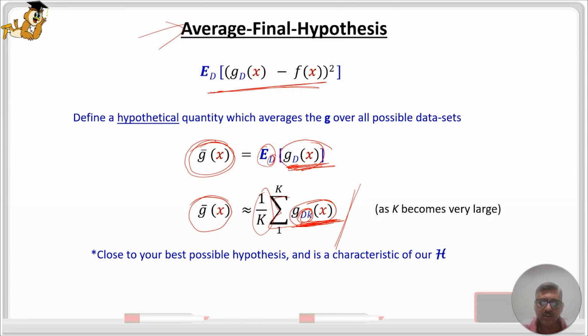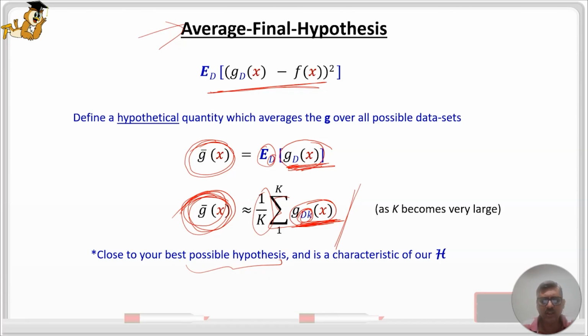However, it stands to reason that this hypothetical quantity, the average final hypothesis, is going to be very close to the best possible hypothesis in your hypothesis set. Why is that? That is because it has been determined by averaging all possible data sets. So all possible data sets have gone into determining g bar and therefore it is very close to the best possible hypothesis that is available in your hypothesis set. Why did I not say exactly equal to the best possible hypothesis? Because there is a little bit of a non-linearity involved.